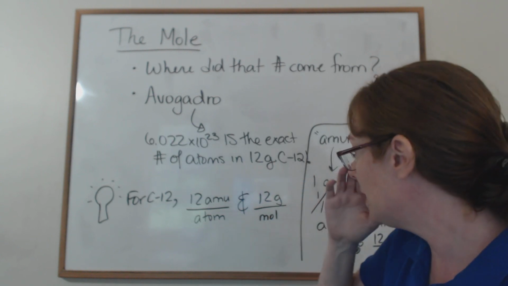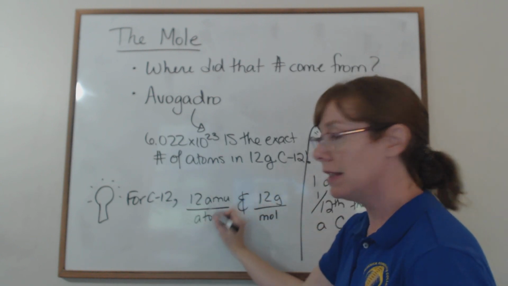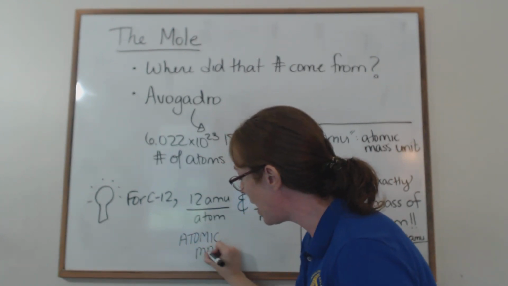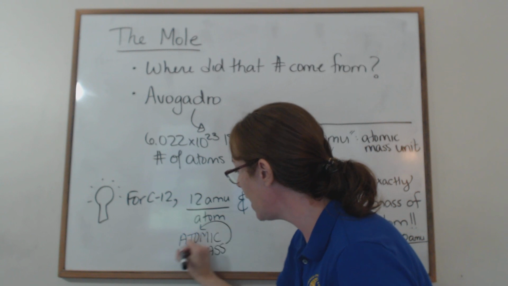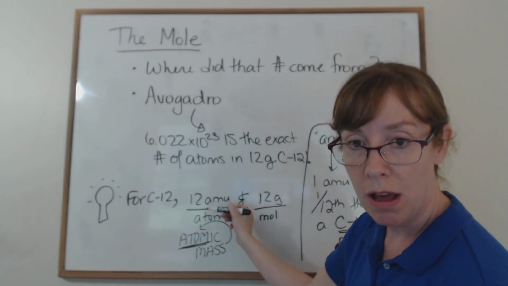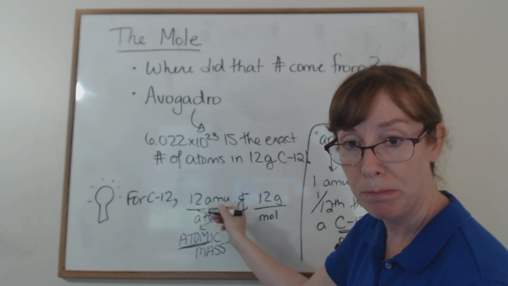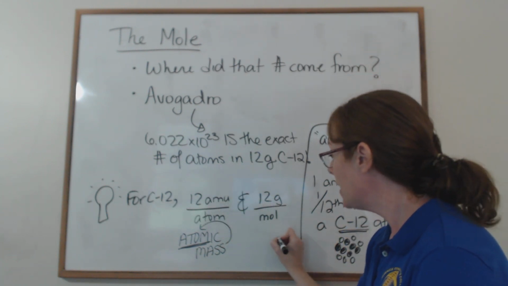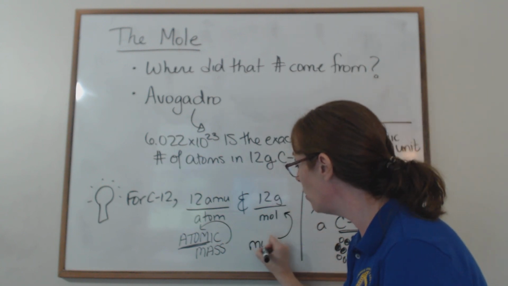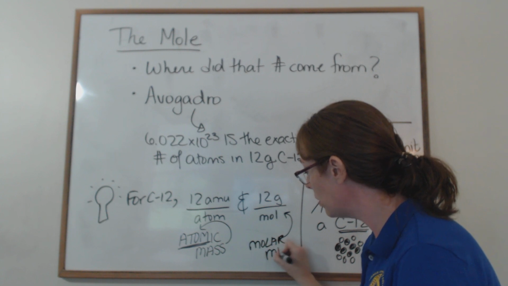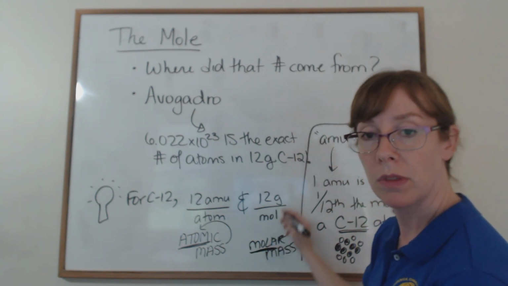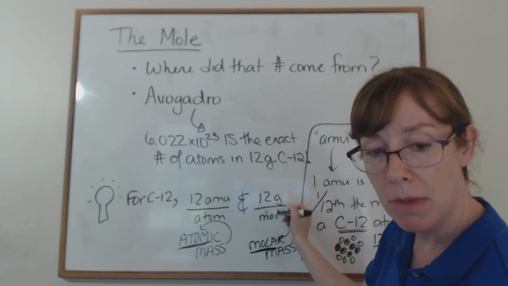Here's where it all comes together. This thing here is what you call the atomic mass. Atomic mass is the mass of an atom. For C12, this is the atomic mass, 12 AMUs per atom. But there's another type of mass, and this thing here is called the molar mass. Molar mass, the mass of a mole. For C12, this is the mass of the mole.